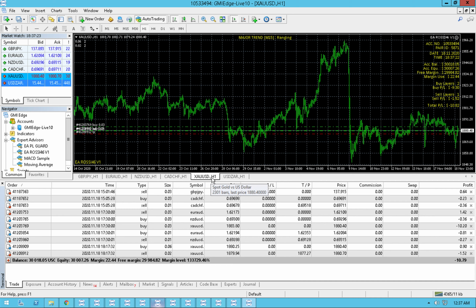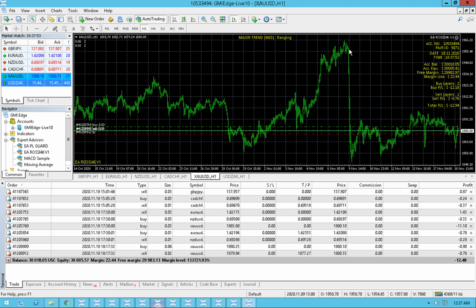Basically I will close the gold pair because this is a $300 account. For an account with $300, we recommend only 3 to 4 currency pairs, not the gold. If you want to attach a gold pair, you must have a minimum of 500 US dollar account, or 50,000 US cent account.